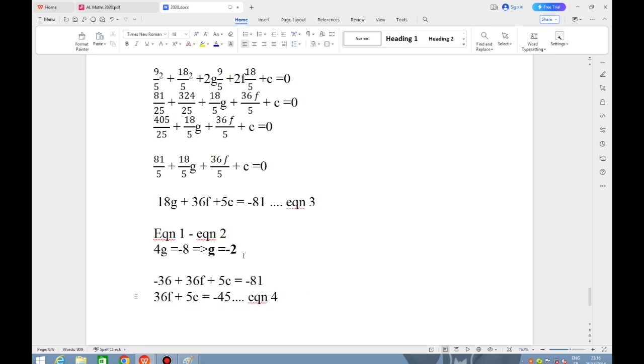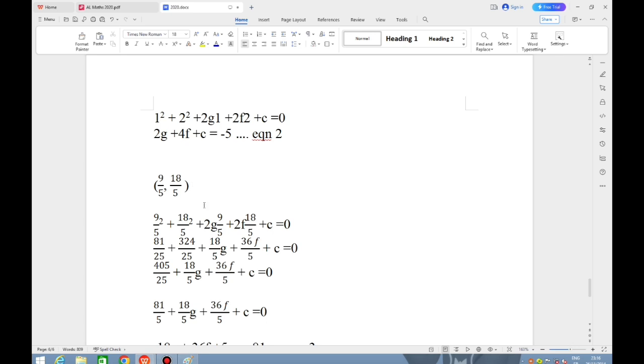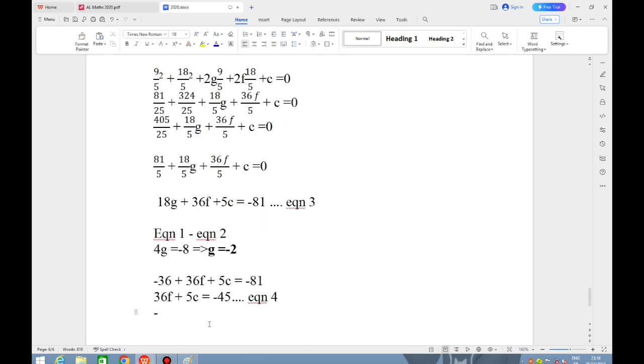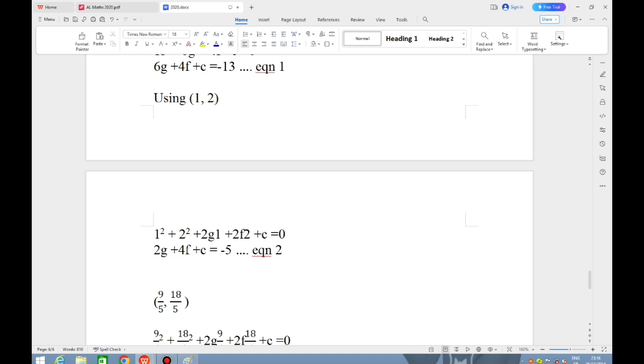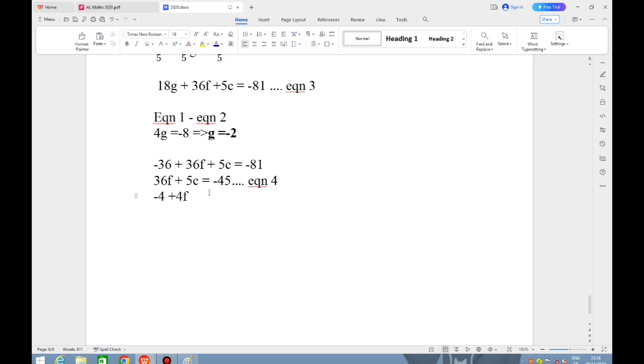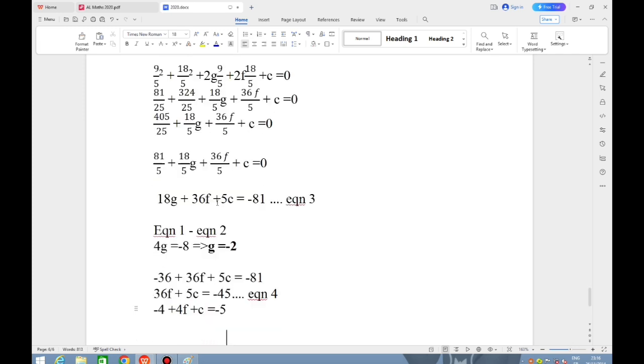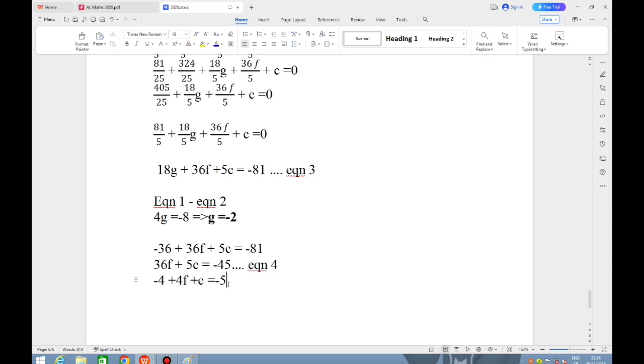And now we substitute the value of G into either equation 1 or equation 2. Substituting G equals negative 2, let's say we take equation 2. Negative 2 times 2 is equal to negative 4, so negative 4 plus 4F plus C is equal to negative 5. If you send 4 this way, it gives us negative 1. So 4F plus C is equal to negative 1. Now we can call this equation 5.